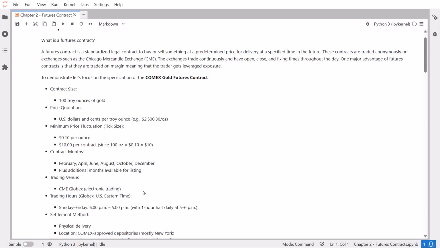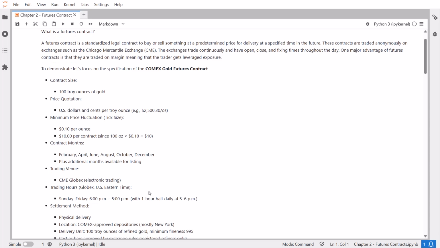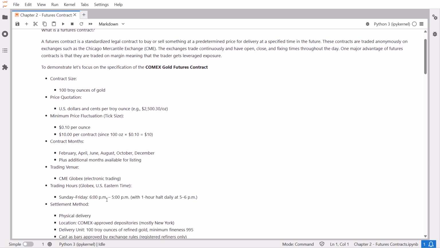So this tells us where we can buy and sell the contract. The trading hours are specified here as between 6 p.m. and 5 p.m. Sunday to Friday, with a 1 hour halt daily at 5 to 6 p.m.